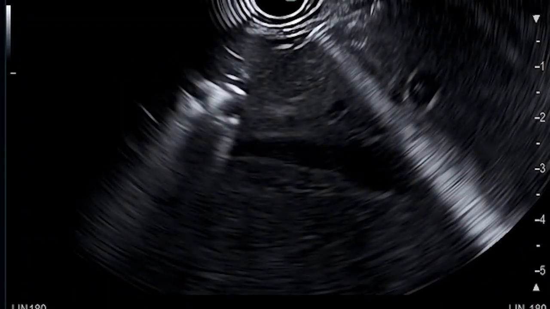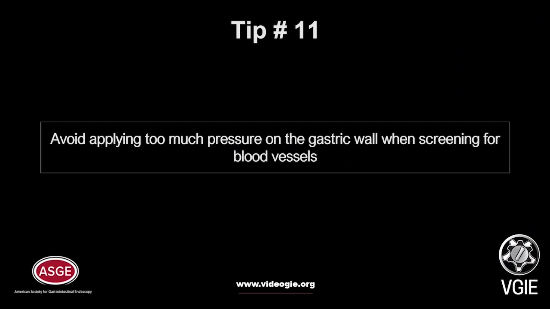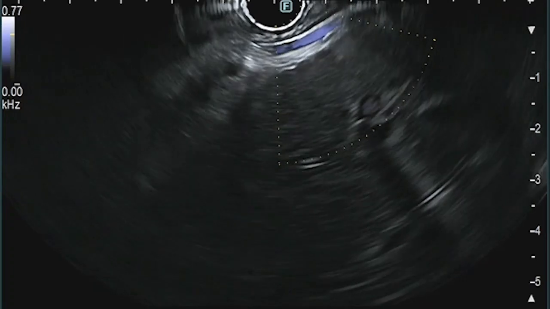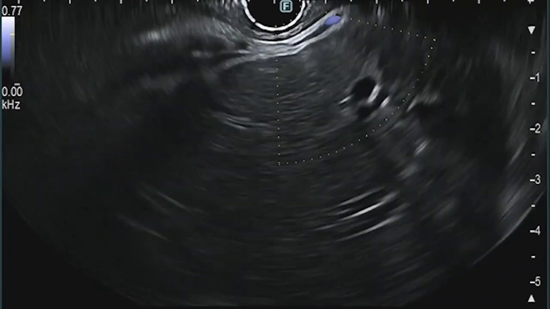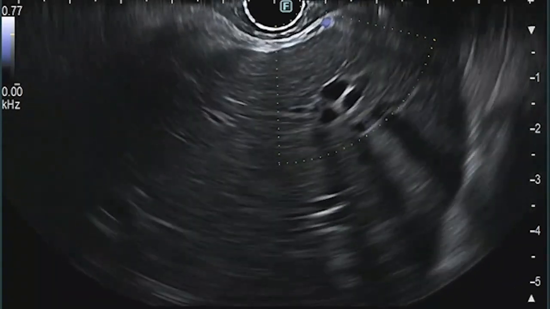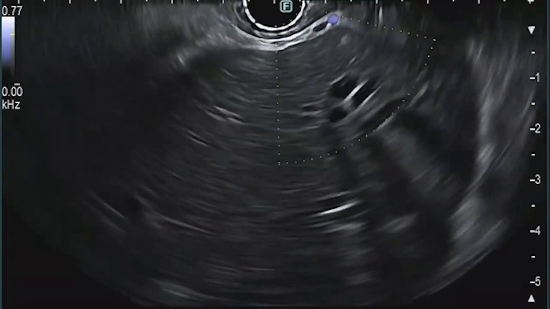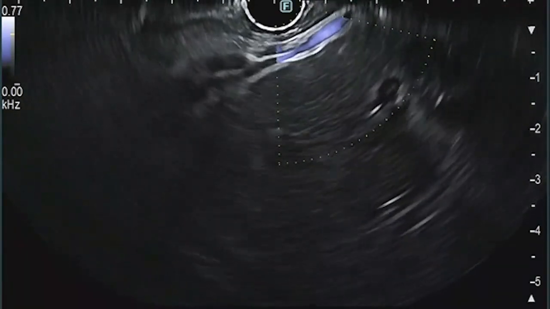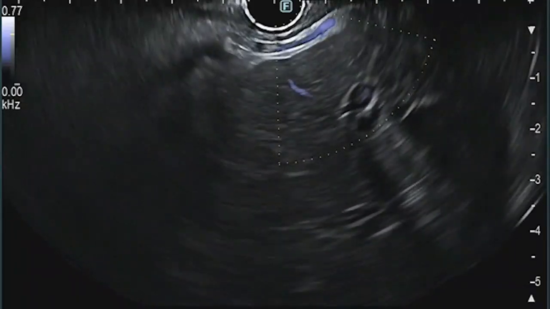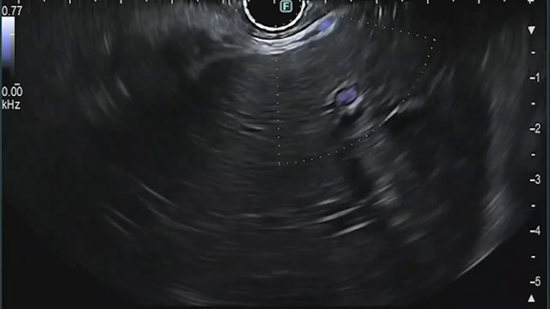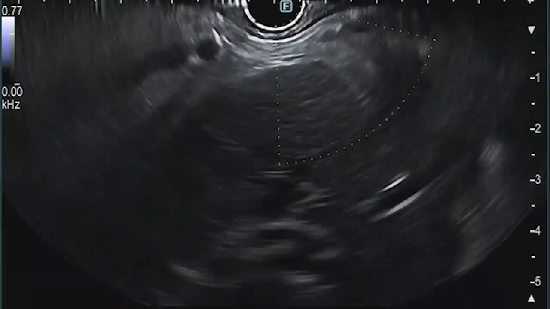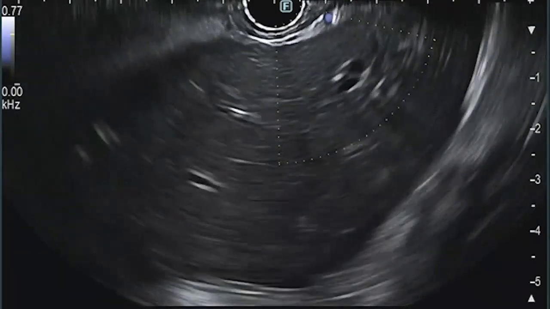Avoid applying too much pressure on the gastric wall when screening for blood vessels. As seen here, blood vessels are clearly visible on Doppler, and they almost completely disappear when the transducer is pressed firmly against the gastric wall. Use of a balloon is sometimes helpful in such settings and will allow for echo coupling to occur without the need to apply extra force on the gastric wall that could mask underlying blood vessels.